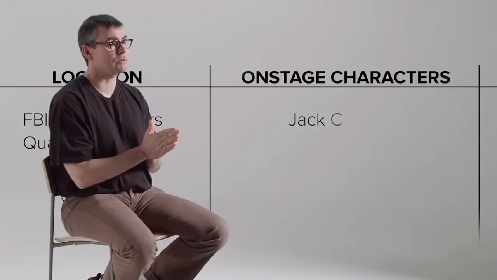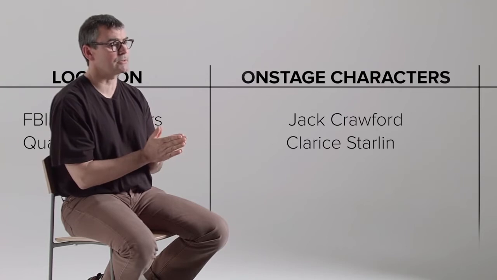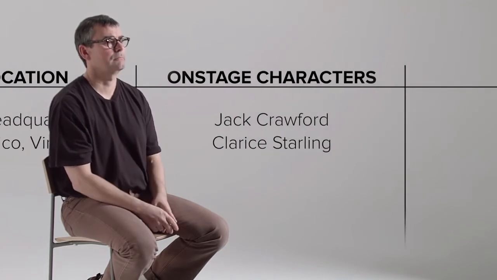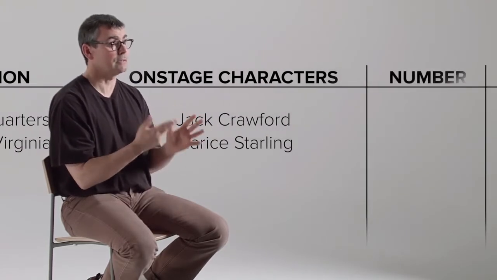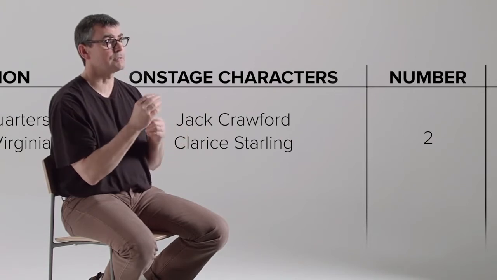The next column is to track on-stage characters. And what on-stage characters means are those characters that are literally in the scene, talking to one another. So in this case, it's Jack Crawford and Clarice Starling. So we have a 2-person scene. And I always track the number of characters too, because again, you want to be mixing it up. You want to give a tight scene and then follow it up with a larger scene. So in this case, there's 2.